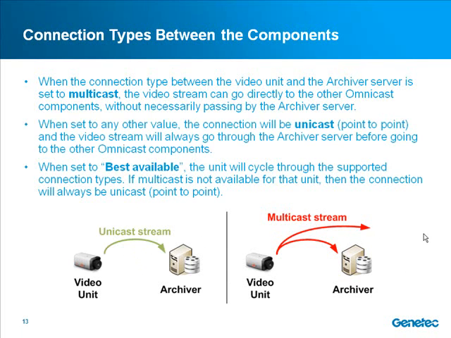Before going on, I want to cover what the best available connection type is doing. If a unit is set to best available, it will cycle through the supported connection types for that model of video unit for the stream selected. If the video stream is just going to the archiver, it will set the connection type to Unicast. However, if someone requests the video stream from a client application, it will switch the connection to multicast. If we don't have multicast supported, it will just choose Unicast instead.